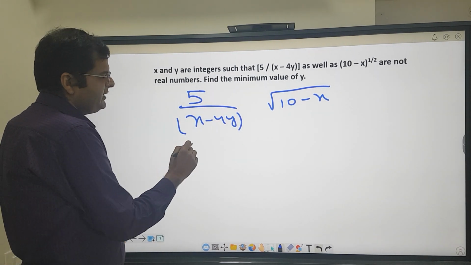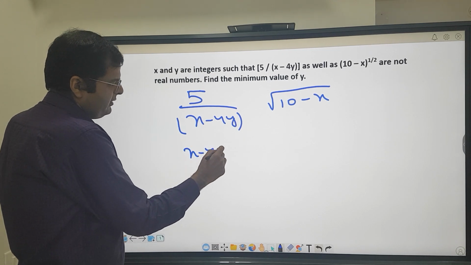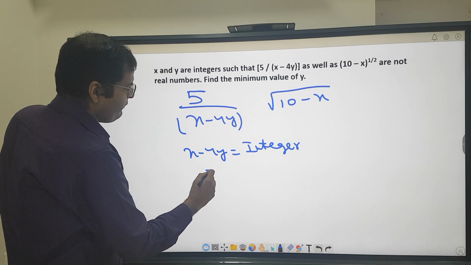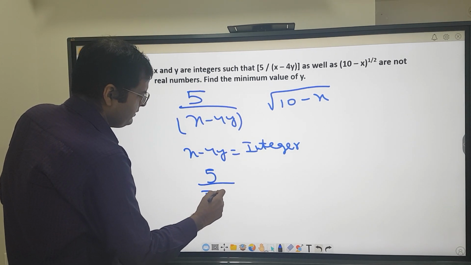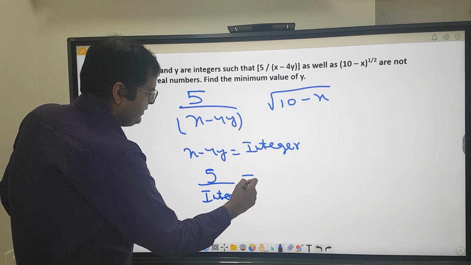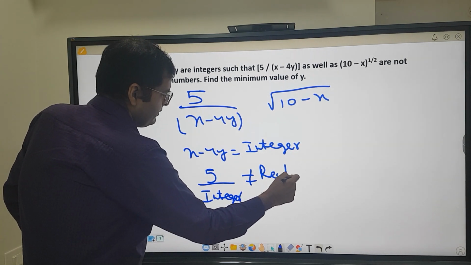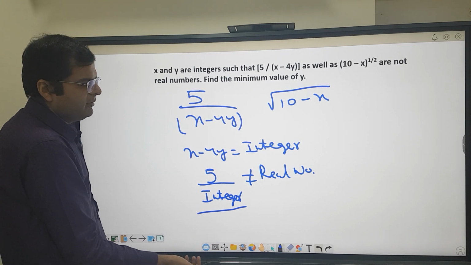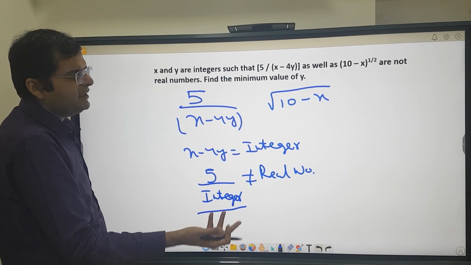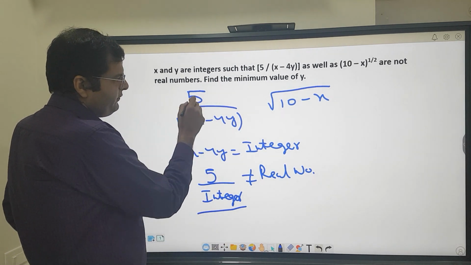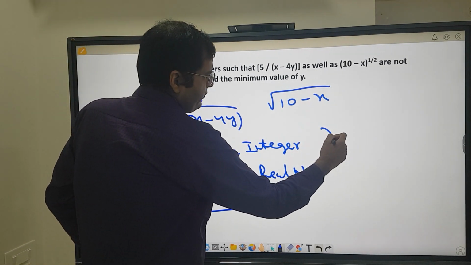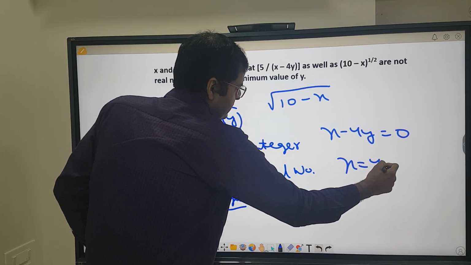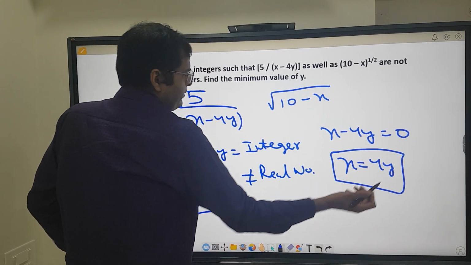Now if x and y are integers, then x minus 4y is also an integer. So what I get is 5 upon an integer is not equal to a real number. This is only possible when this integer equals 0. When it is 5 upon 0, then it is not a real number. So if this denominator is 0, I can conclude x minus 4y is equal to 0, or x is equal to 4y. This is what we have concluded.